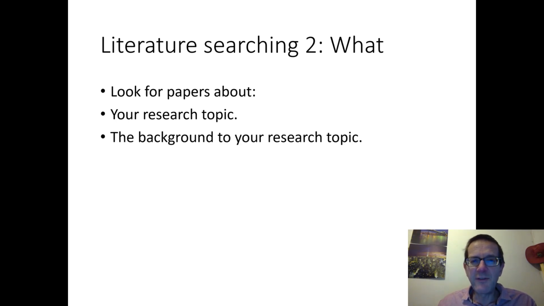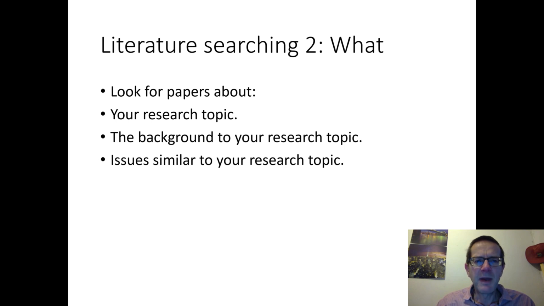So literature searching for your research topic, also the background to your research topic. This depends how your field works, whether they expect background to go in the literature review as well. So this would be things that aren't directly about your research topic but give a little bit of context to it. And if you don't have much relevant research, then you might want to include issues similar to your research topic, but I would only do that if there's not much relevant to your research.